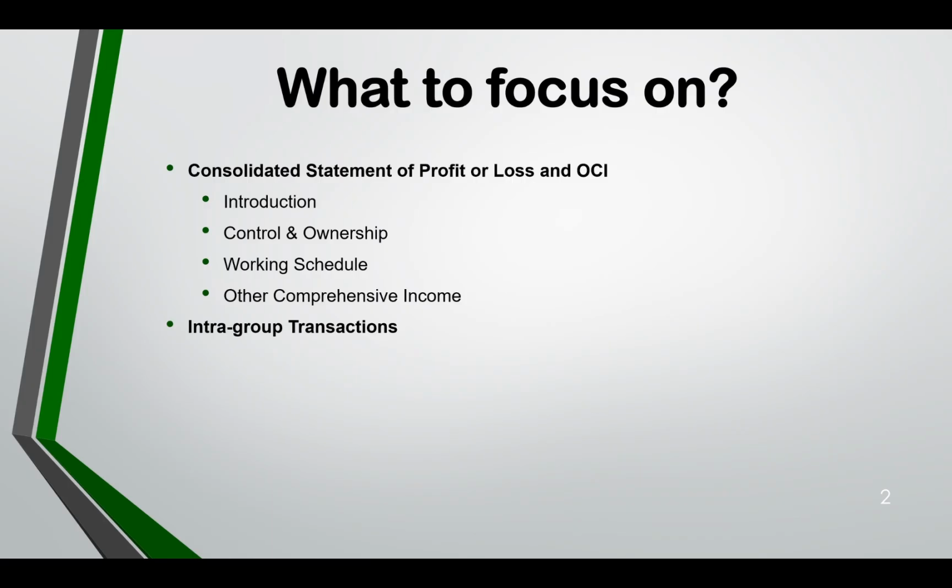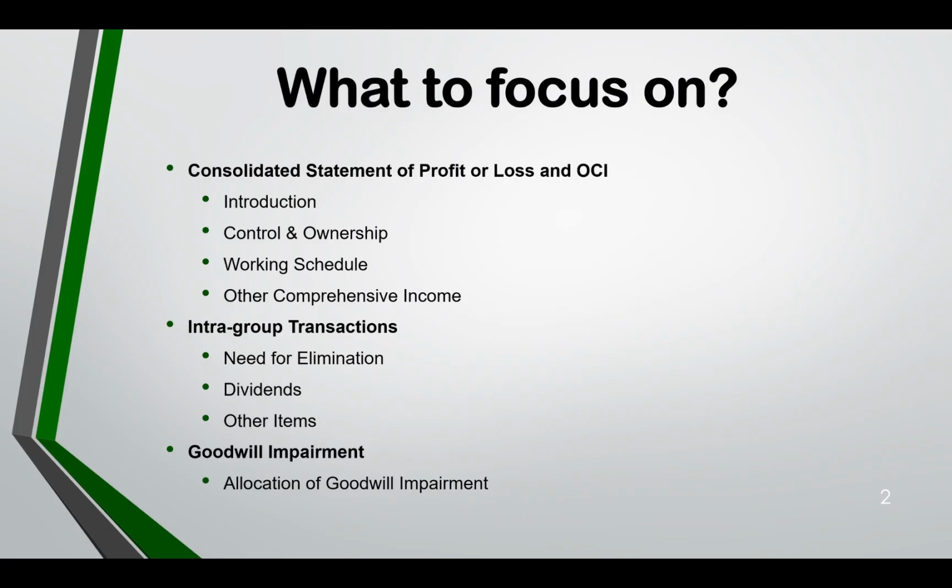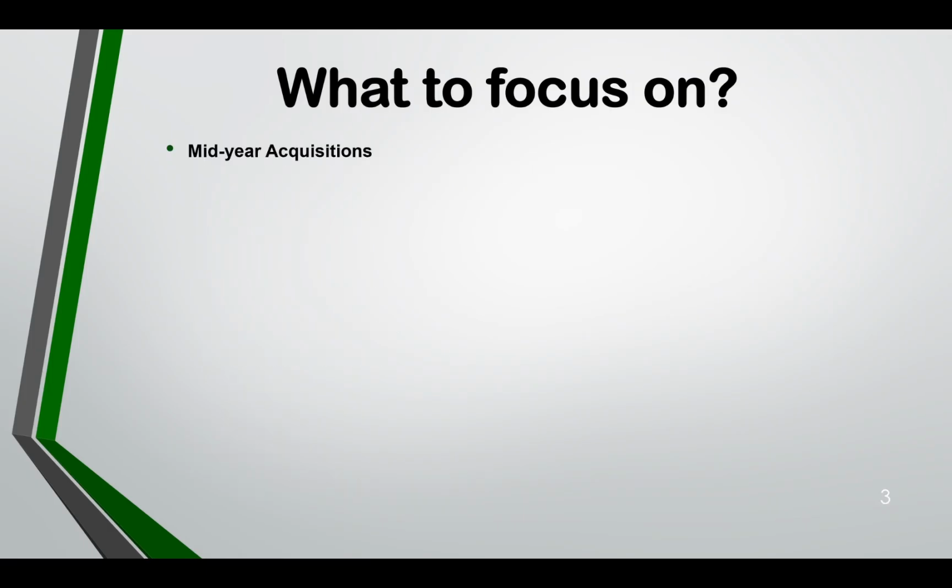Then we are going to go through the intra-group transaction, why we have to eliminate them on consolidation, then the dividends, other items. Then we are moving on to the goodwill impairment. Goodwill impairment is an expense recorded in profit and loss. So how we are going to allocate that, and the mid-year acquisition, when you are acquiring a subsidiary in the mid-year, how do you account for it?